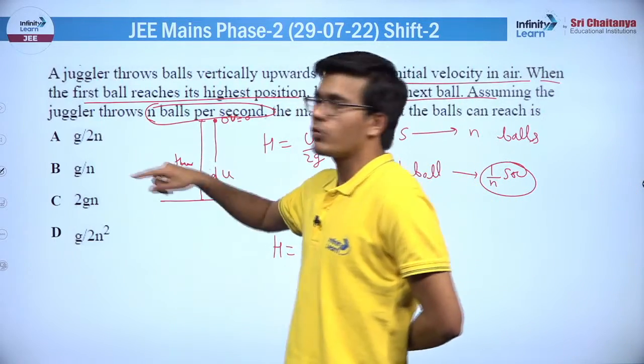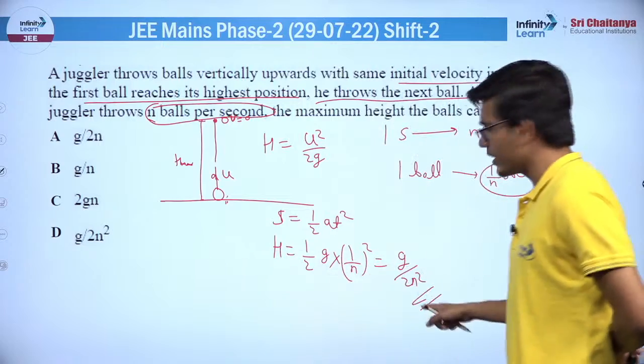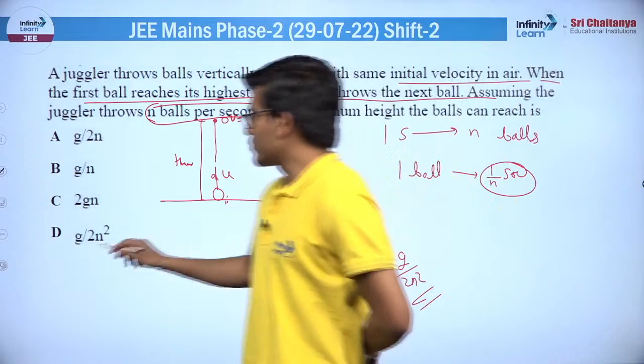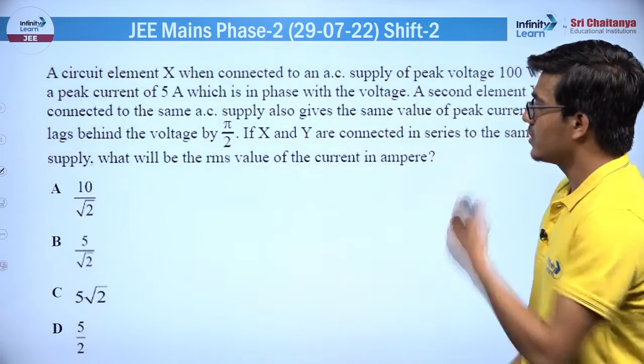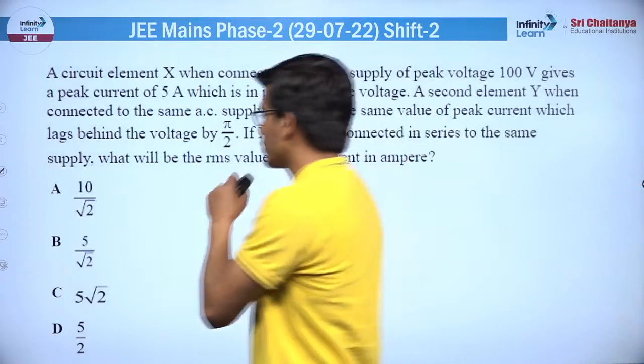If he is throwing 2 balls per second, then the answer will be g by 8. That will be my final answer, D option. Moving to the next question. Again a good question from the AC chapter.